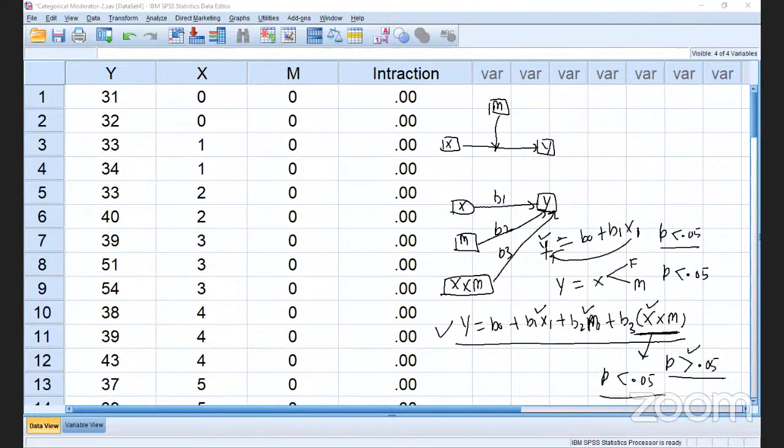Yes, your question, Atul Kumar: is it possible where the DV and moderator are continuous and the IDV, the independent variable, is categorical? Yes, it is possible.